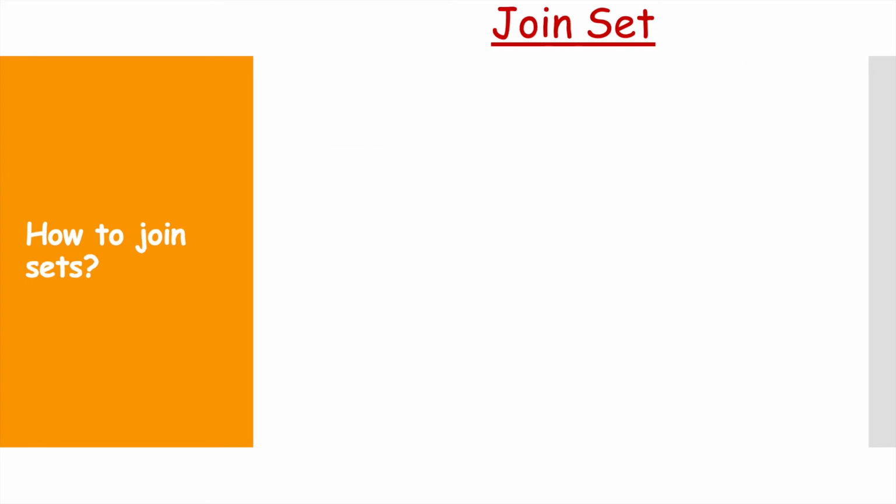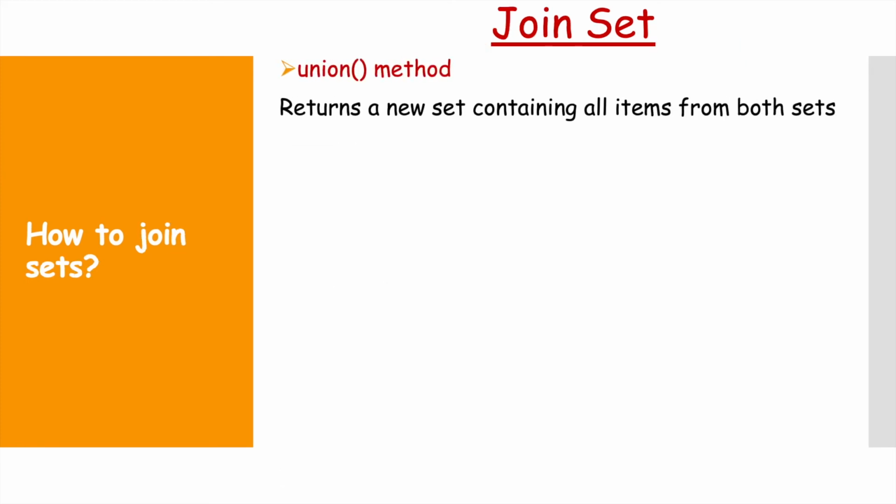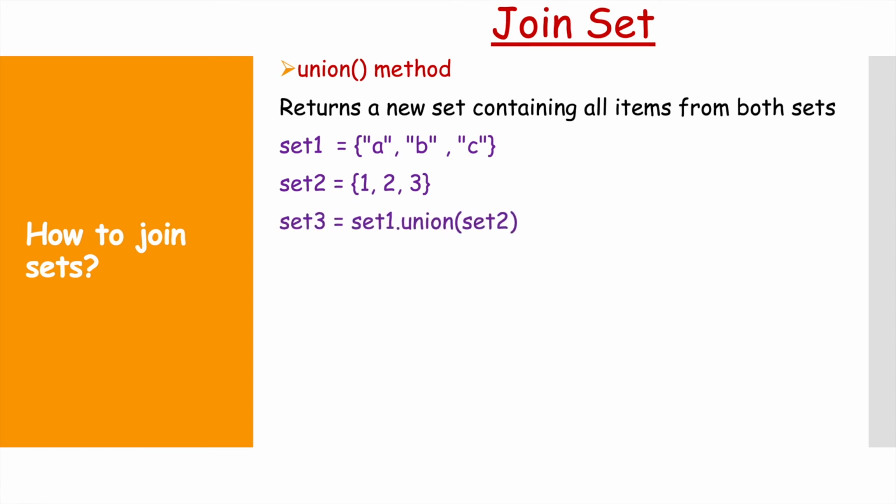Now let's see how you can join two sets. You can use the union method. It will return a new set containing all the items from both the sets. For example, this is set 1 where the items are A, B and C, and another set, set 2, has items 1, 2 and 3. When you call the union method and perform set 1 union set 2, you are going to get all the items from both of the sets.